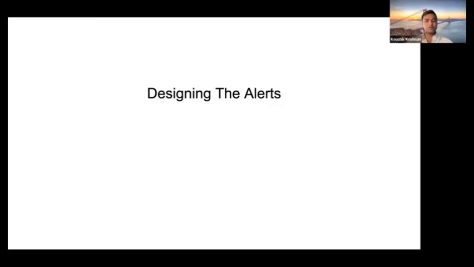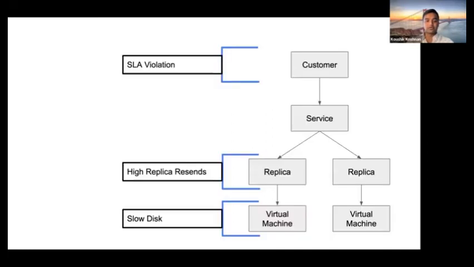the first thing we want to do is design our alerts. So we're going to have 3 different alerts, one at each of the different layers of our service stack here. So at the lowest level, we have a slow disk alert, basically anytime there's a high disk IO latency, we'll have an alert there.